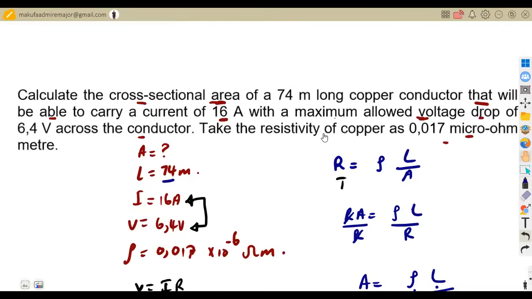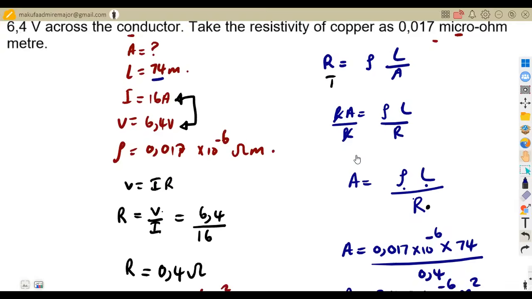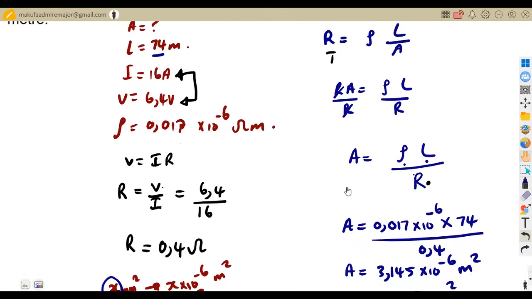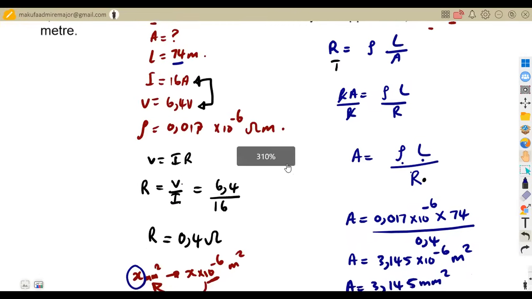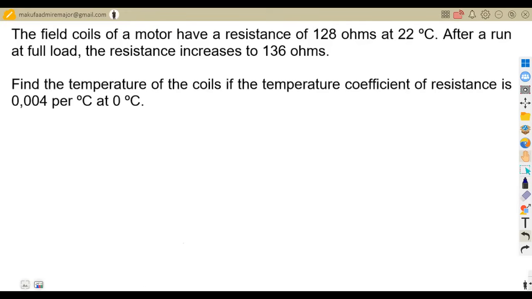Sometimes you'll be given other information that you're supposed to use to calculate the resistance. Then you use that resistance to calculate whatever you're given by manipulating your formula. So here we're supposed to manipulate our formula. We make the area the subject of the formula, then we substitute our values as we are given. So let us check another part, which is now the temperature coefficient of resistance.